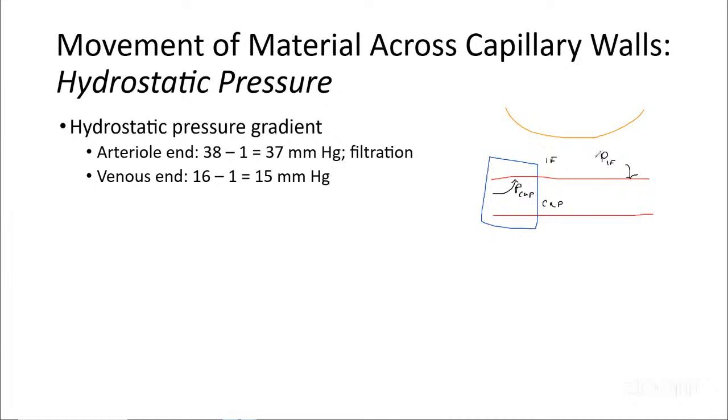We have a smaller gradient if we were to measure both of these forces over here at the venule end. Maybe I'll label that artery end, vein end, okay? Because we've had a little bit of a drop in that hydrostatic pressure of the capillary. But in total, we've still got an overall force for filtration.